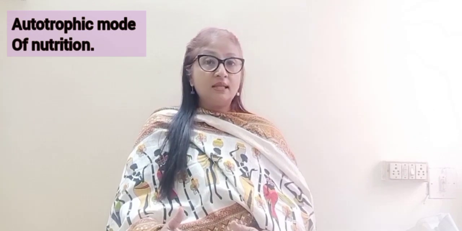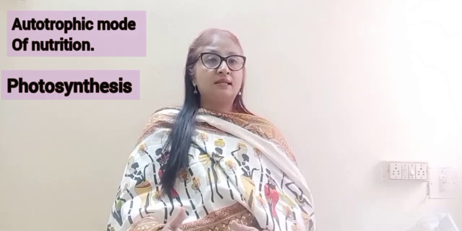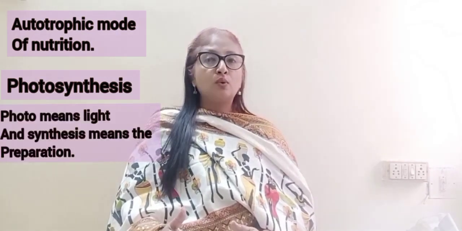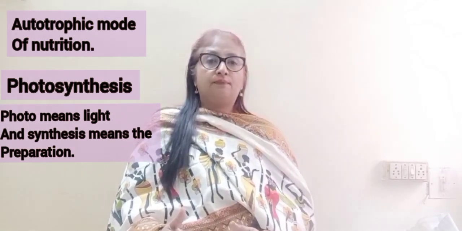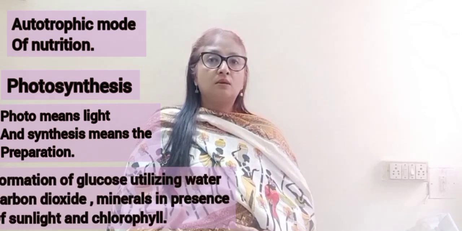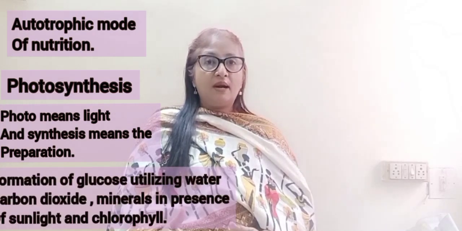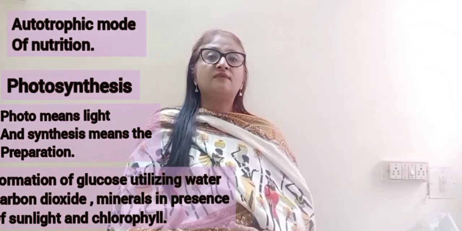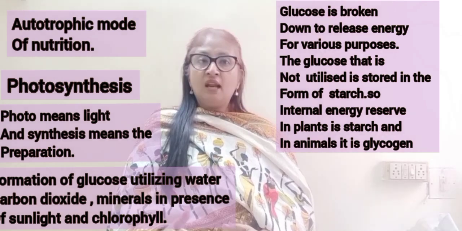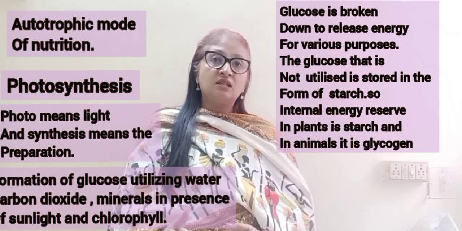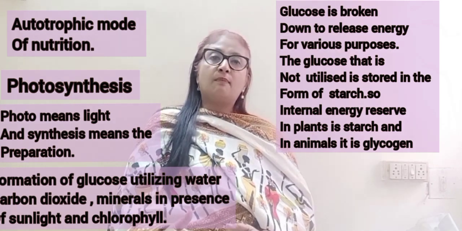Autotrophic mode of nutrition means the method that is followed by green plants and blue-green algae, and that is known as photosynthesis. Now photo means light and synthesis means preparation. So using light preparing food. So what is the definition? Formation of glucose using carbon dioxide, water and minerals in presence of sunlight and chlorophyll. Now this glucose is then broken down, energy is released, and this energy is utilized for the various functions of the plant body.